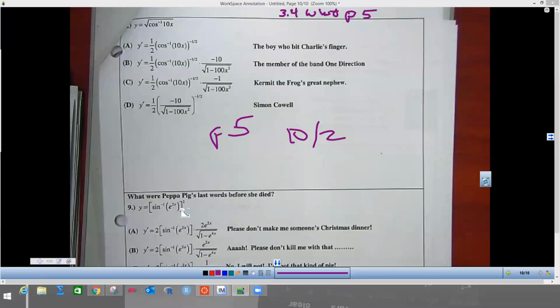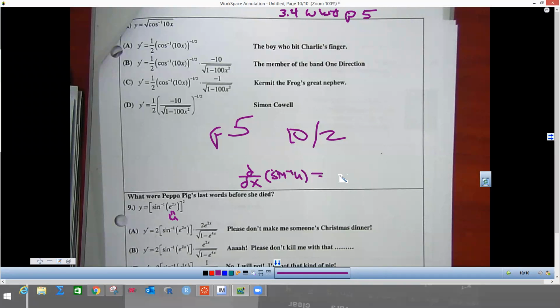Number 9, again, this is going to be a chain rule because I've got this thing outside and I've got all this stuff in here. And this is going to be a u. U is going to be that thing after the inverse sine. So again, the first thing I would like you to do is write down the derivative of arc sine or inverse sine.